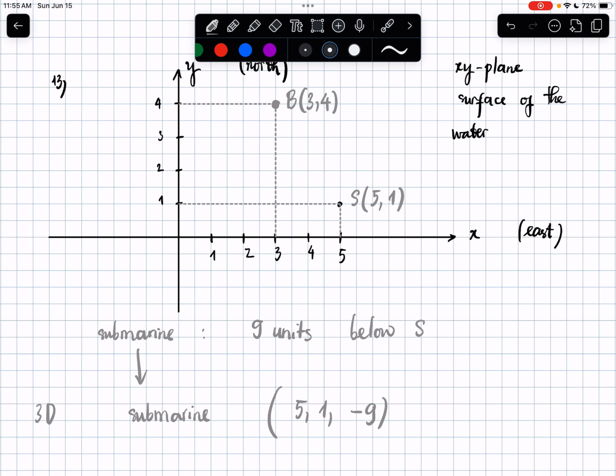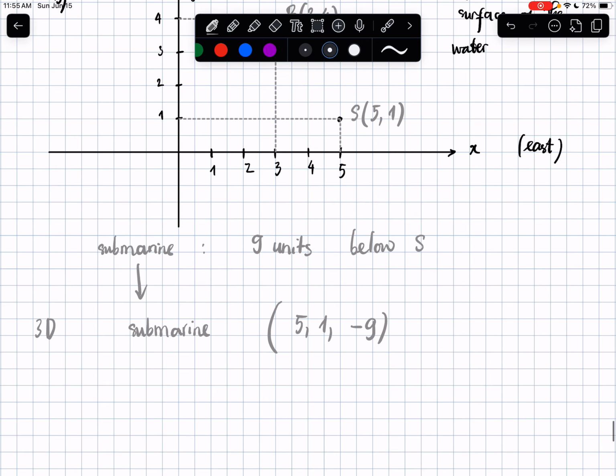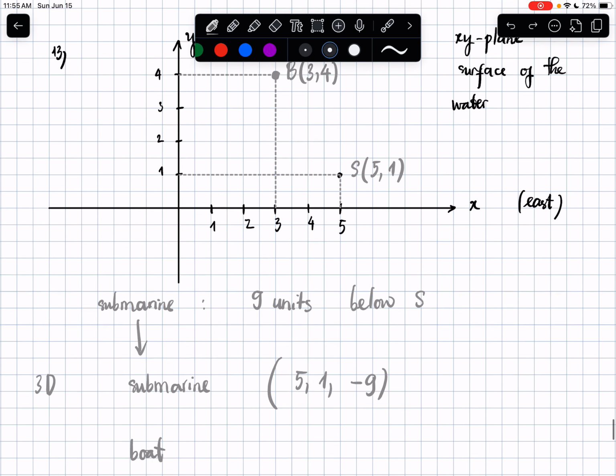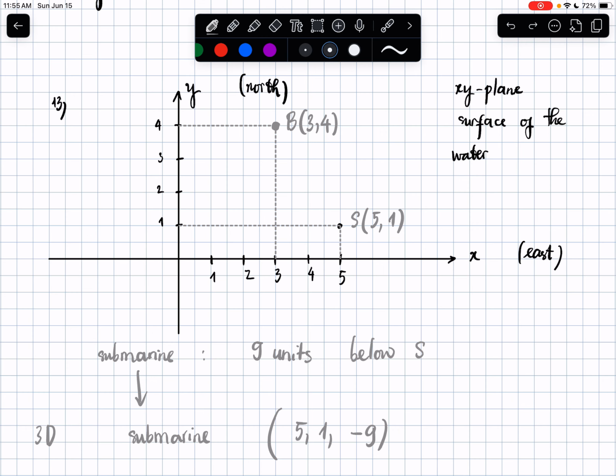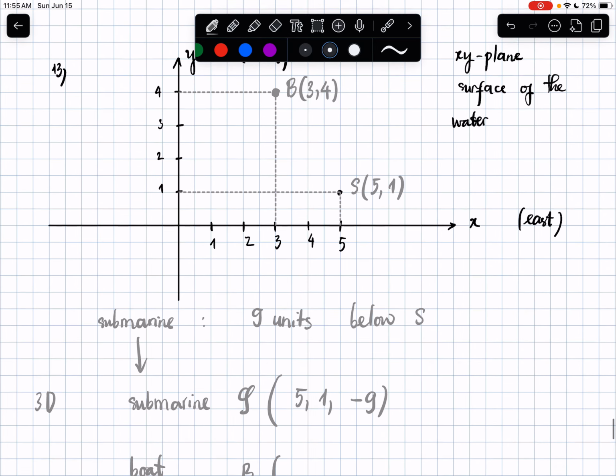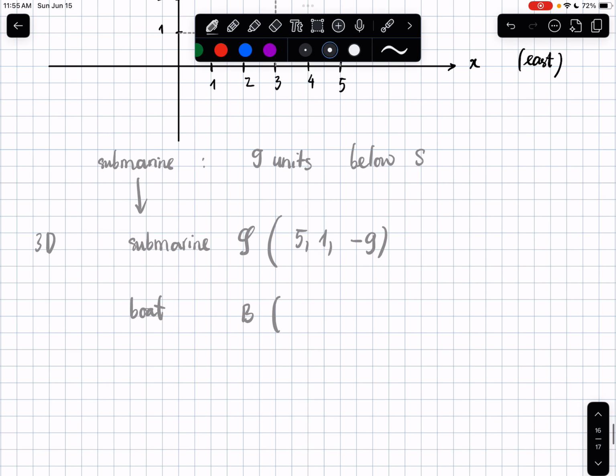The boat is on the surface of the water. Therefore, the z coordinate is 0. So B is the boat, and the submarine, let me call it S. B is 3, 4, 0.